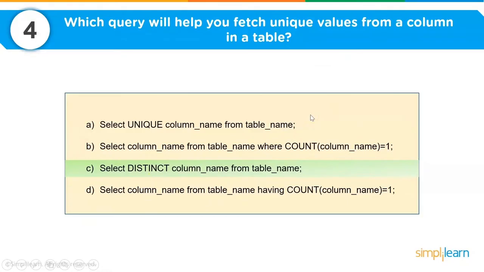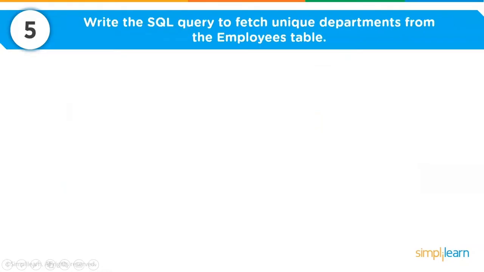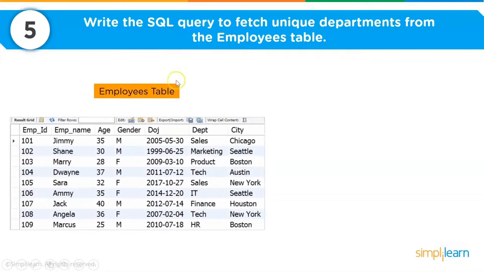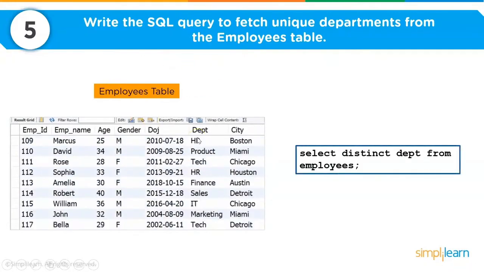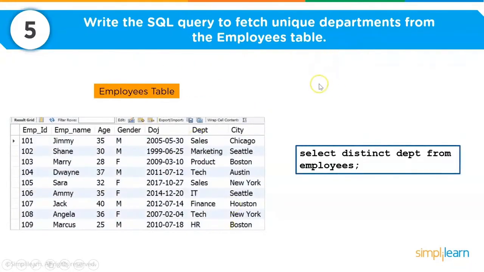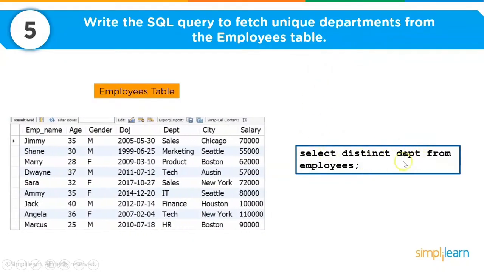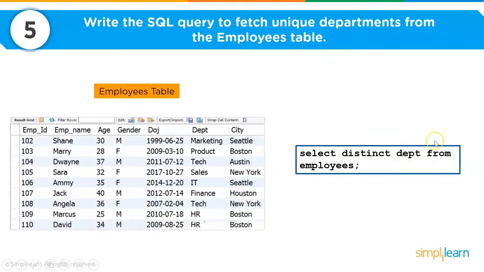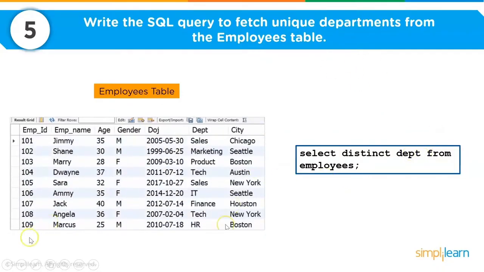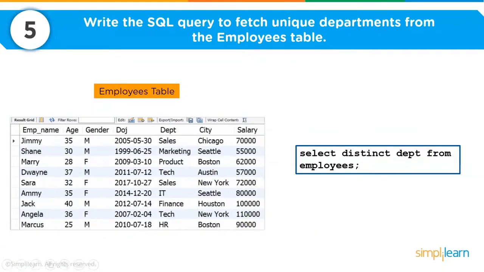Now moving to the fifth question. It is actually a similar question. We want to write the SQL query to fetch unique departments from the employees table. As we saw, this is our employees table, and if you want to find the unique departments from the employees table, you can just write select distinct followed by the column name, which is department here, from employees. Let's do this on our MySQL Workbench.